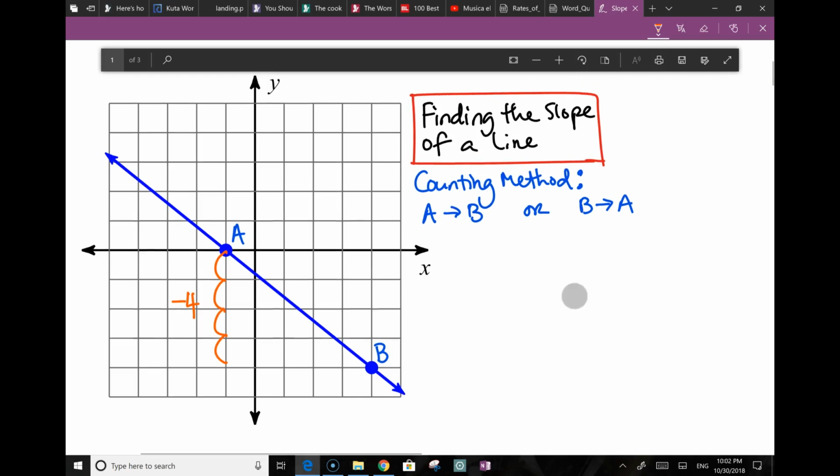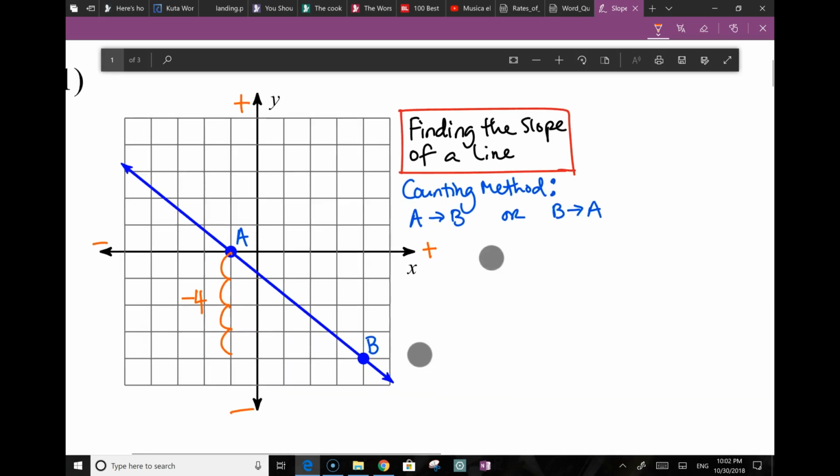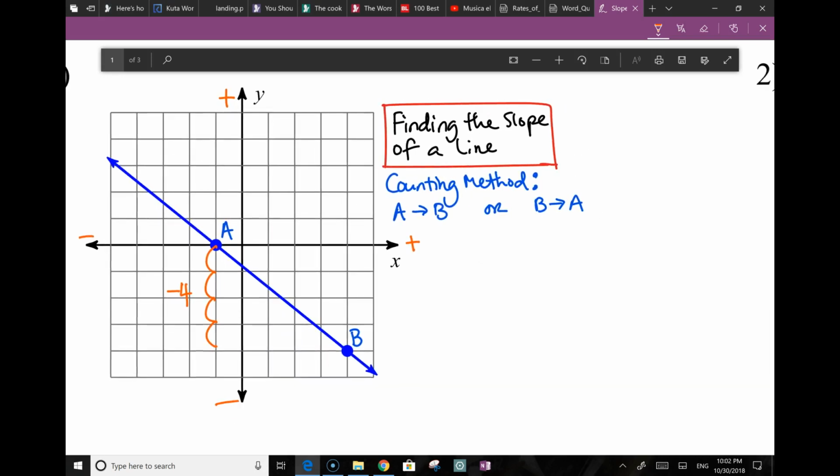I should have probably mentioned in the beginning that when you move along the coordinate plane, if you're going up, you're going in the positive direction. If you're going down, negative direction. If you're going right, positive direction. And if you're going left, negative direction. So as a rule of thumb, this is the way this goes, and this guides my numbers.